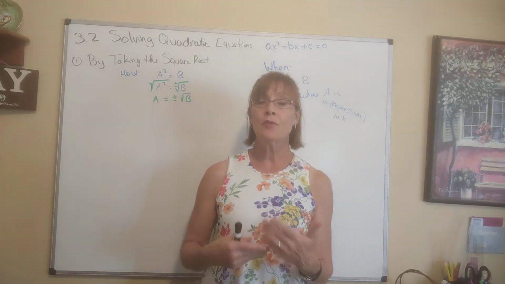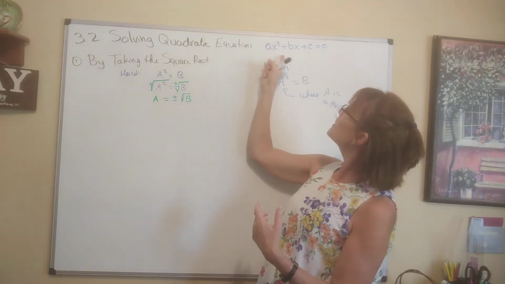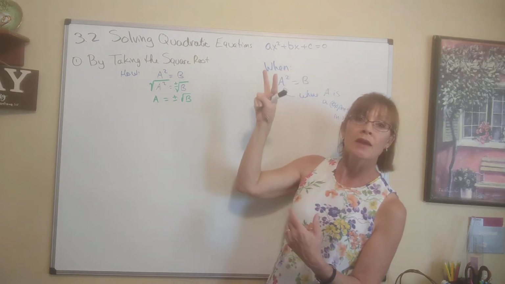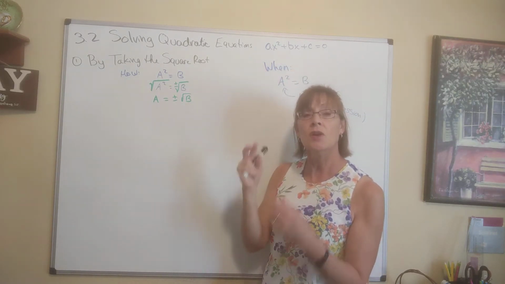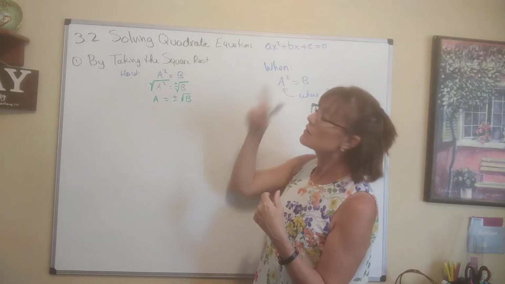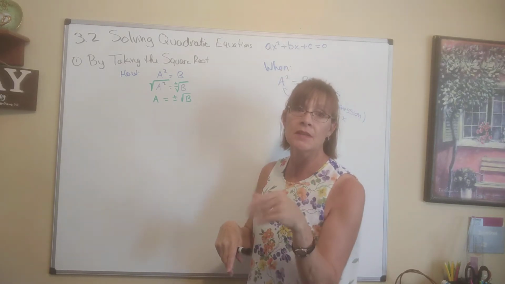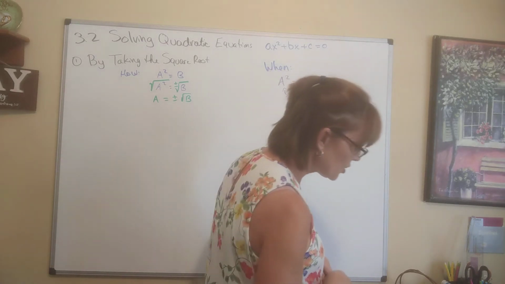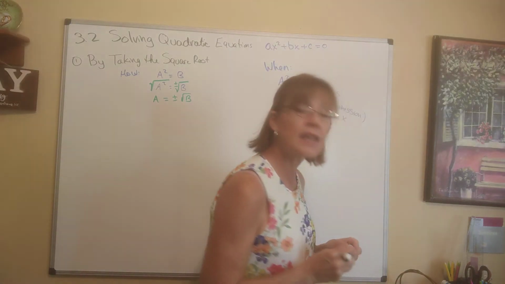And when we set a quadratic equation equal to 0 and solve, we're going to get two answers, and those two answers are x-intercepts. We let y be 0 and solve for x, so we're getting x-intercepts. That's what's happening. So right here, let's do number 1, solve by taking the square root.